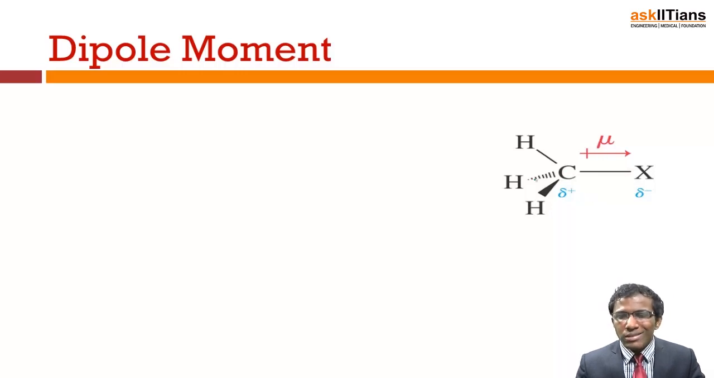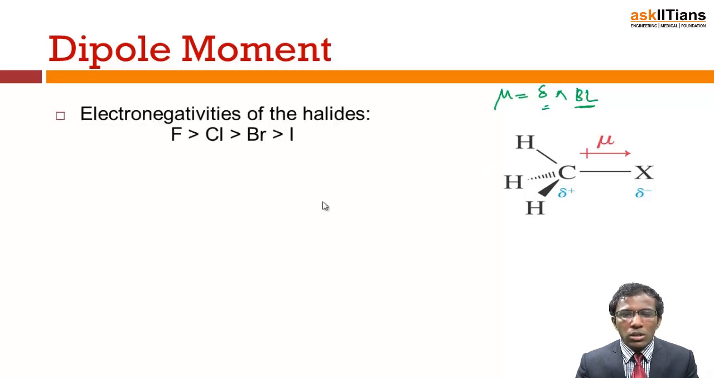The dipole moment depends on this delta as well as the bond length, right? That is, the dipole moment mu is equal to delta into bond length. So it depends on both factors, the bond length as well as this delta, that is the magnitude of the partial charge.